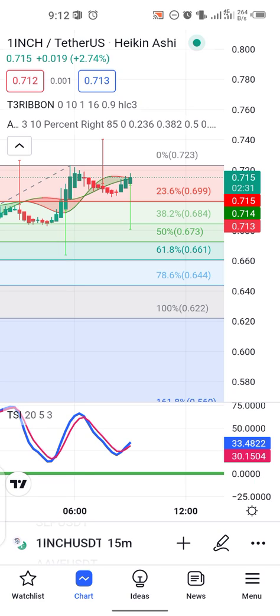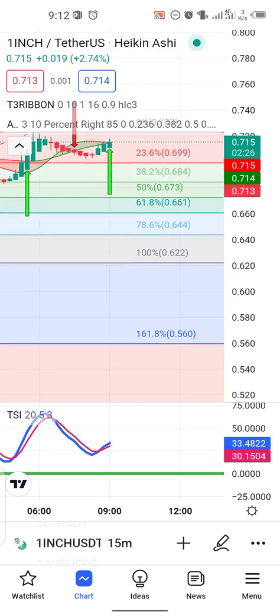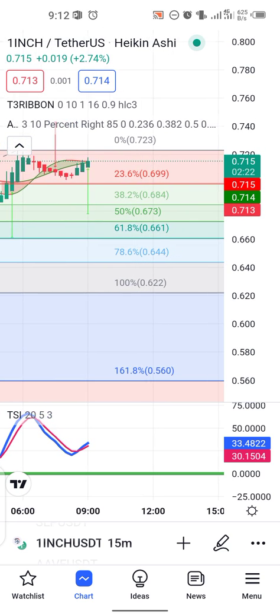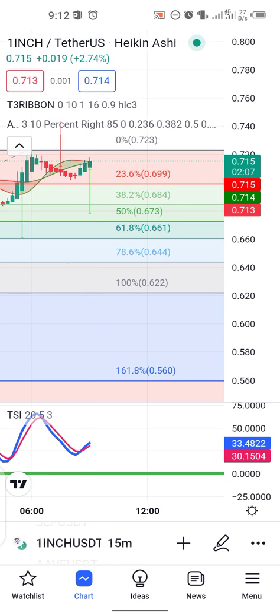Now this is our indicator. You see, this indicator has lines, and these lines we use as support and resistance. What do you mean, Julius?